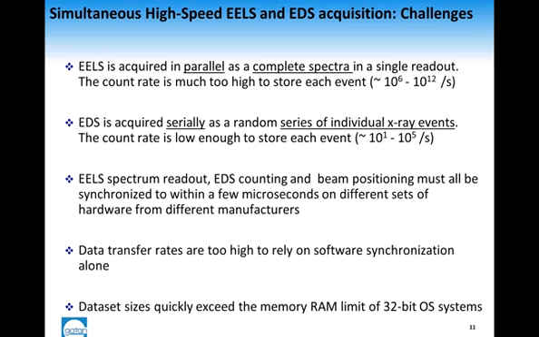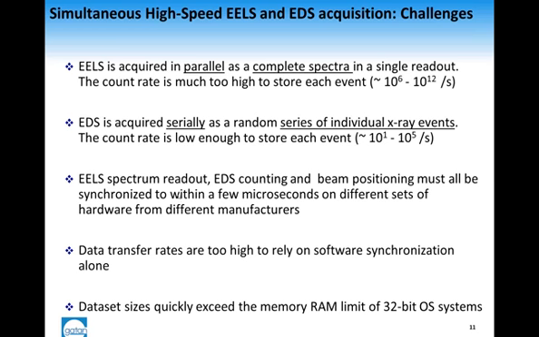In the case of EDS, it's acquired serially. It's a random series of individual X-rays. The count rate is low enough that each event can be stored. In general, we have far fewer events per second. So the challenge here is that we have to synchronize the EELS spectrum readout, the EDS counting, and beam positioning. These need to be synchronized within a few microseconds. And all these signals are generated from different hardware. In the case of EDS, the hardware is produced by different manufacturers.